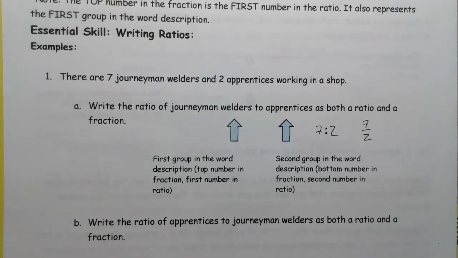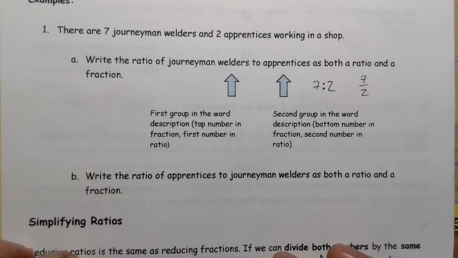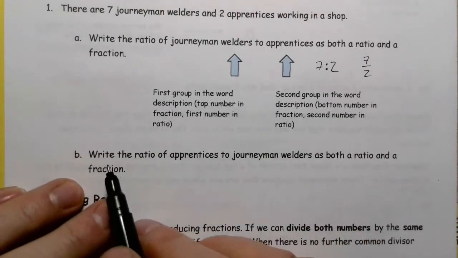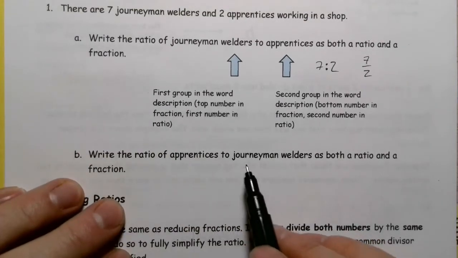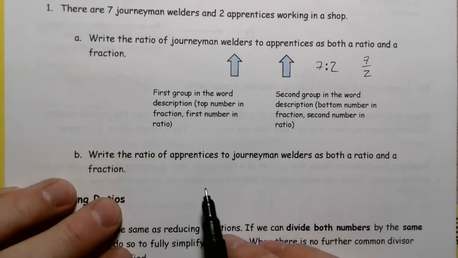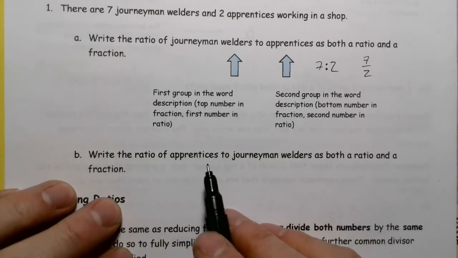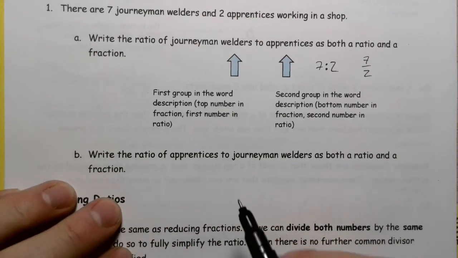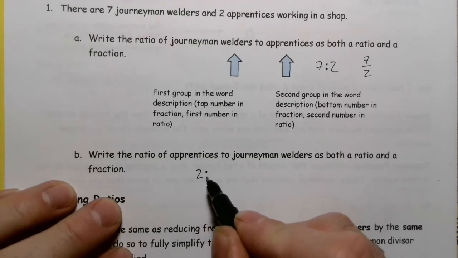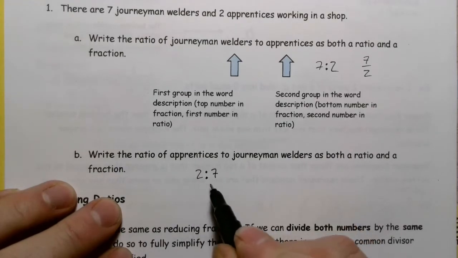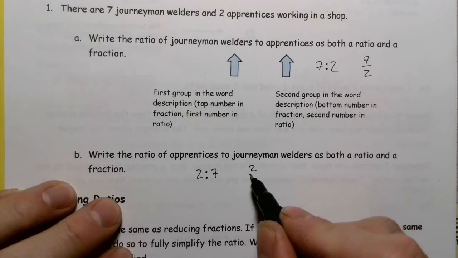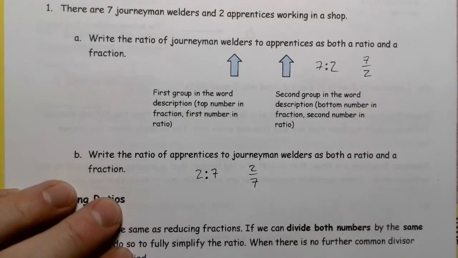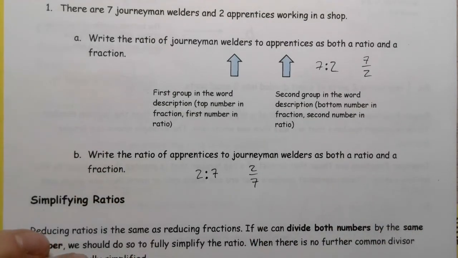Now we've got another one here. It says, write the ratio of apprentices to journeyman welders as both a ratio and a fraction. Well, now that we've put the emphasis on apprentices, that's the number that's going to show up first. So in this case, that would be 2 colon 7, so 2 to 7, or 2 over 7. And that's really all we've got to do.